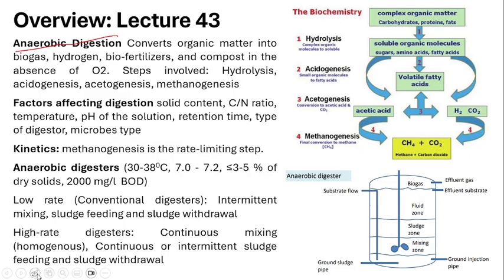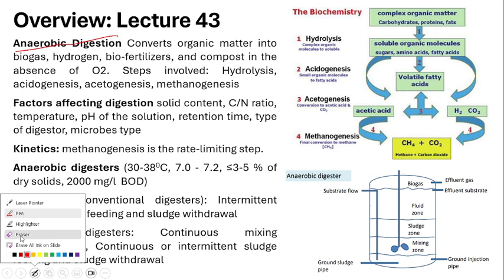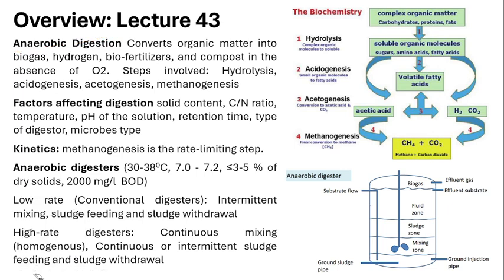So anaerobic digestion is nothing but utilization of anaerobic microorganisms. Anaerobic is a condition where no oxygen is required for the treatment of organic matter, right? So in the absence of oxygen, the organic matter is converted into many useful products like biogas, hydrogen, biofertilizer, and compost. The major steps involved are hydrolysis, acidogenesis, acetogenesis, and methanogenesis. These are the four steps involved in the anaerobic digestion. We will see this in detail.